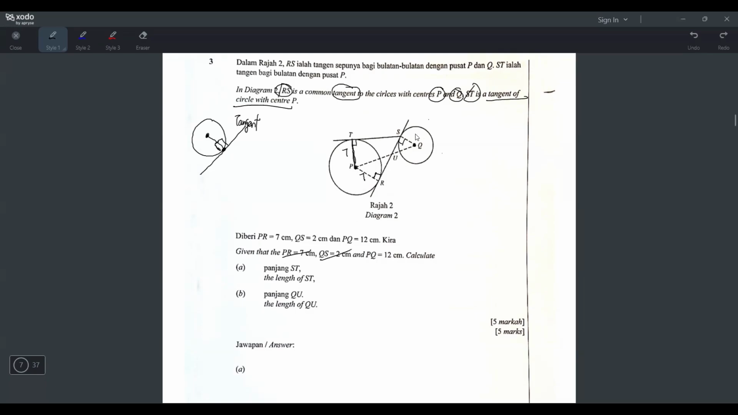Okay, next one, QS is 2 cm. So the radius of the small circle is 2. Q to here also is radius. Okay, but until here only. All right. So what's next?